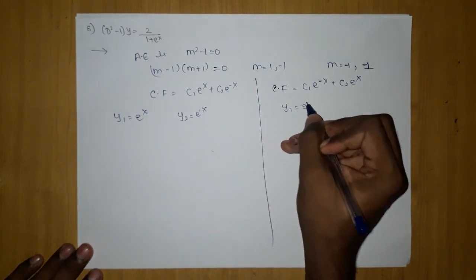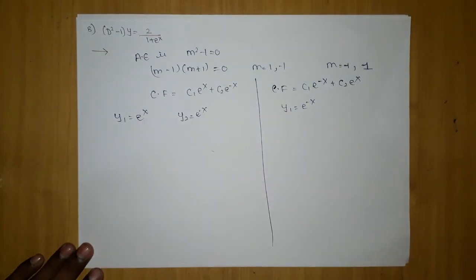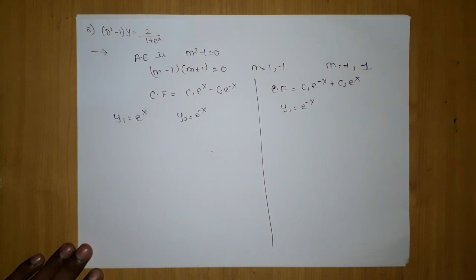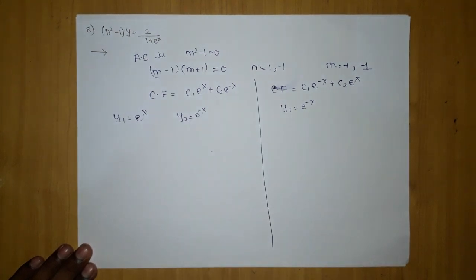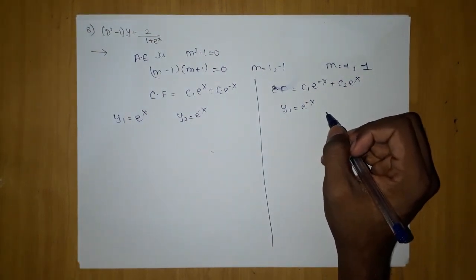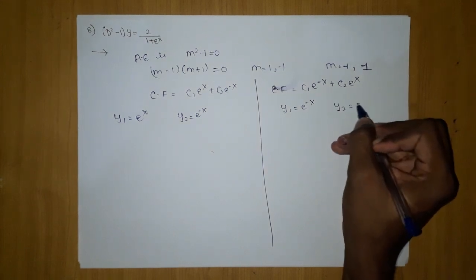Here y1 will be e to the power minus x. You have to do either by this or by this. I am just trying to do both ways just to prove that the answer will be the same. So don't worry if you think that the answer will be different. Always keep in mind that whenever these different real roots appear, whatever you consider, your final answer will be the same only. y1 will be e to the power minus x in this case, and y2 will be e to the power x.